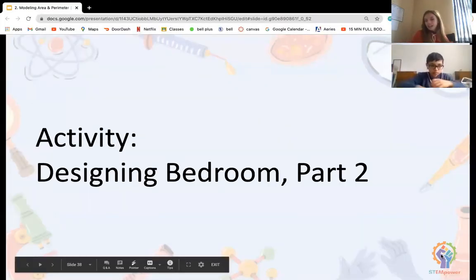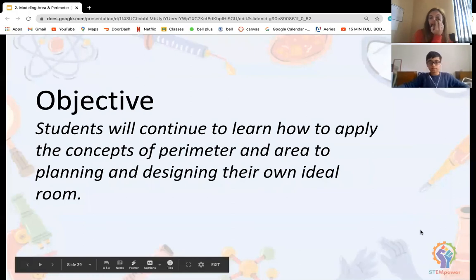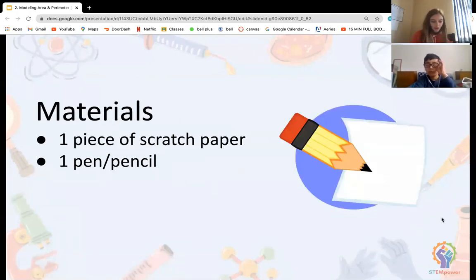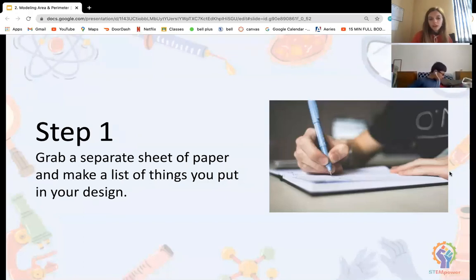So we're gonna add on to the activity we just did, and now we're gonna calculate the area of everything that you put into your bedroom. So all you need is a scratch paper and a pen or a pencil. So you're gonna first list out everything you put into your bedroom. And so just make a list of every shape and name it so that you know all the different circles and triangles you put in there and you can distinguish between them.